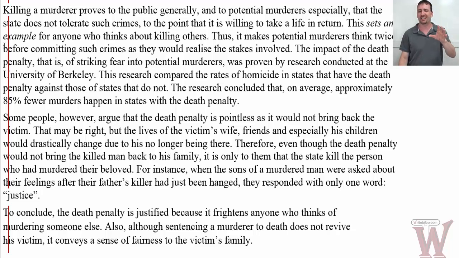The conclusion, again, he a little bit missed on the actual thesis restatement. He has to say the death penalty is justified and then say why. But he made it short, gave a little bit of the highlights. It's all good and well.